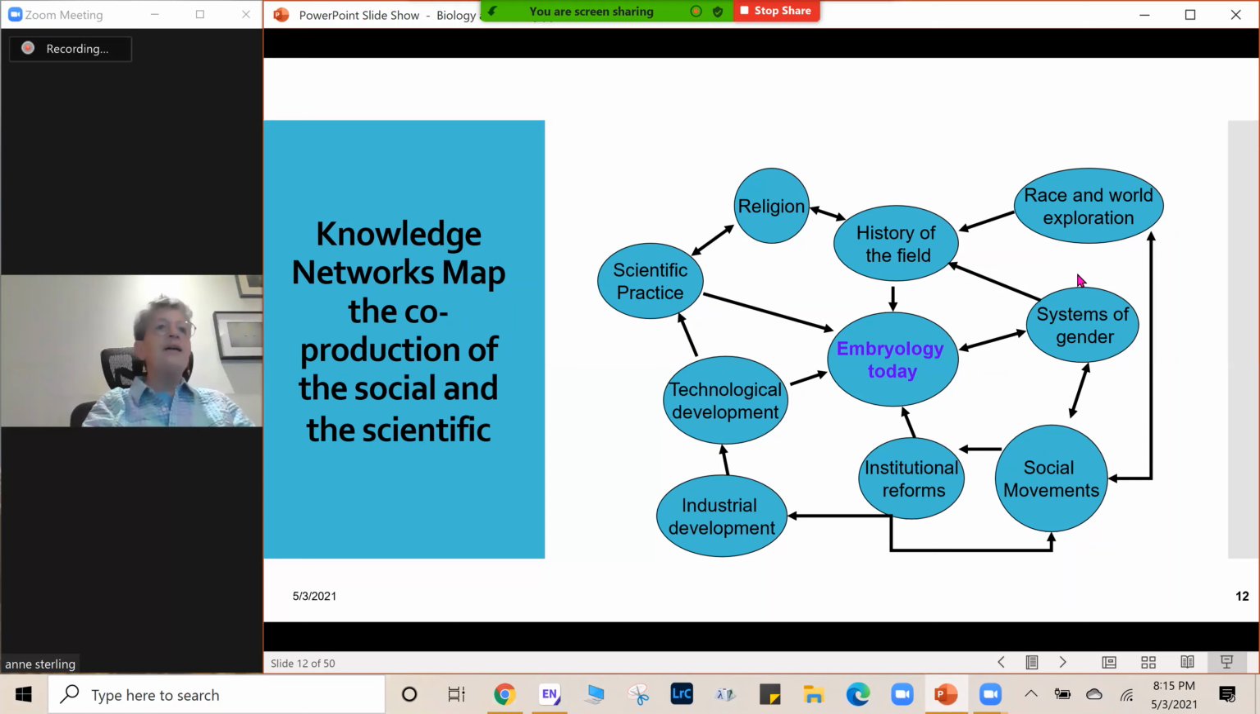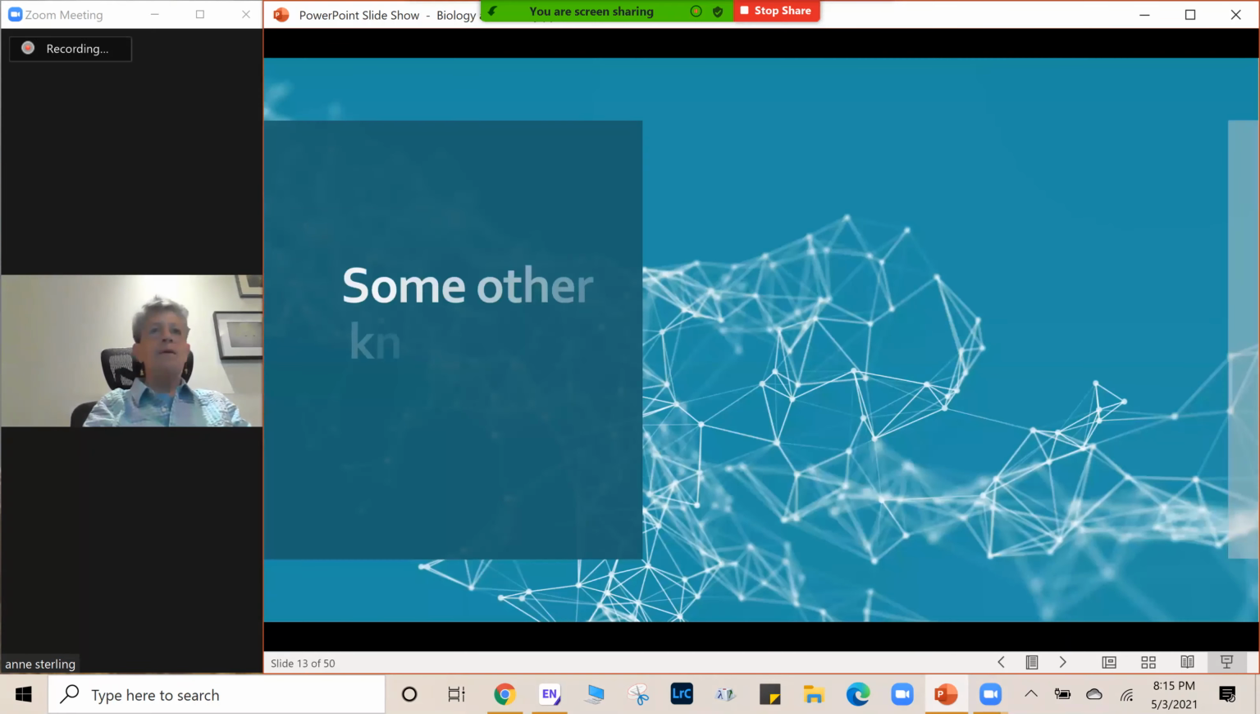So it's these kinds of connections that a knowledge networks map points out and enables a student to see how the particular topic that they're studying is in fact embedded and meshed in a much broader set of topics. Let me give you an example of a few other knowledge webs.